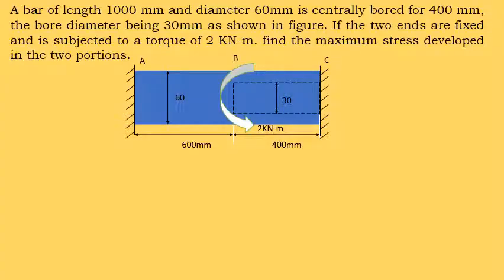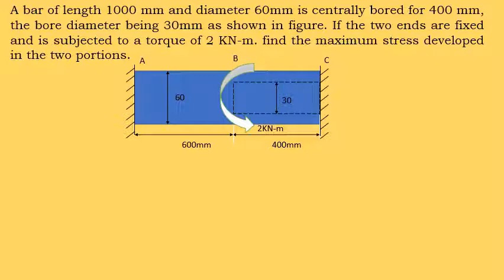So the next problem is a bar of length 1000 millimeter and diameter 60 millimeter is centrally bored for 400 millimeter. The bore diameter being 30 mm as shown in figure. If the two ends are fixed and is subjected to a torque of 2 kN meter, find maximum stress developed in the two portion. So this is a single component.